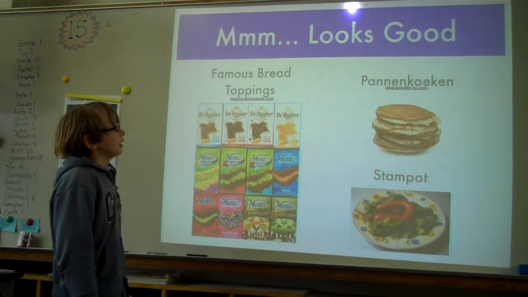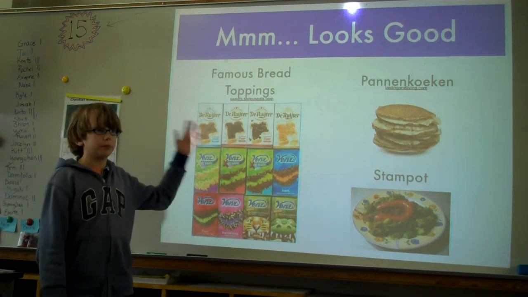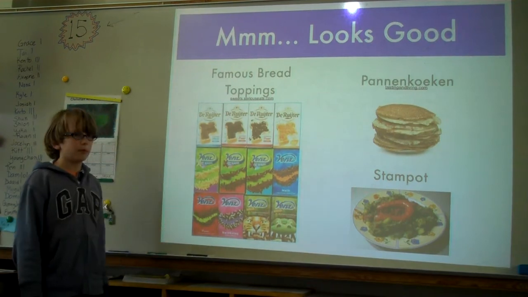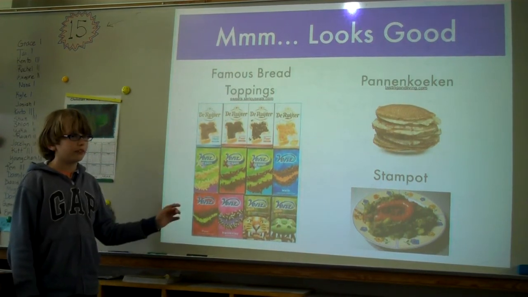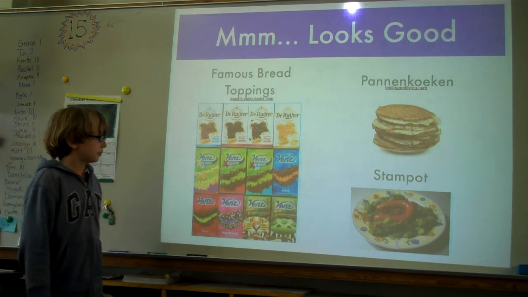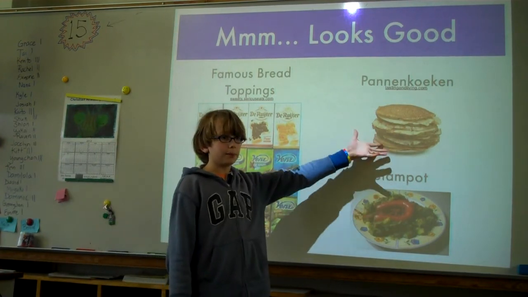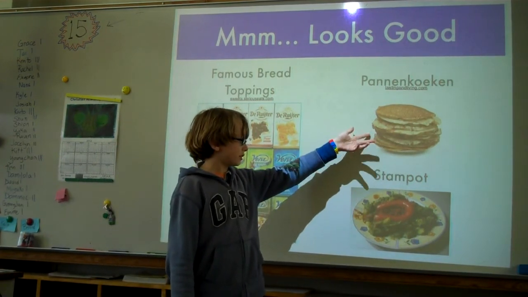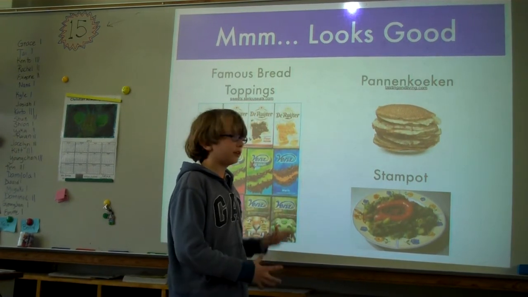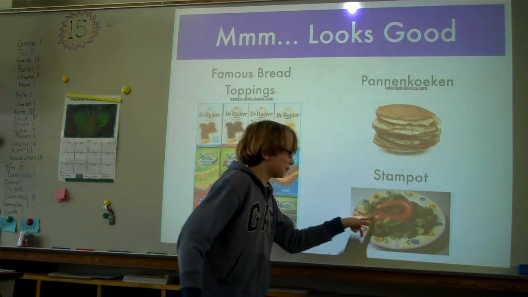And of course, every country has its own special delicacies. The Netherlands is famous for bread toppings, pannenkoeken, and stamppot. Bread toppings are made by various companies, but by far one of the most famous is called De Ruiter, and the other one is Venz, but that's more supermarket-ish. Pannenkoeken are basically crepes or pancakes, where you put syrup or sugar on top, and stamppot is mashed potato and different vegetables with sometimes sausage on top.